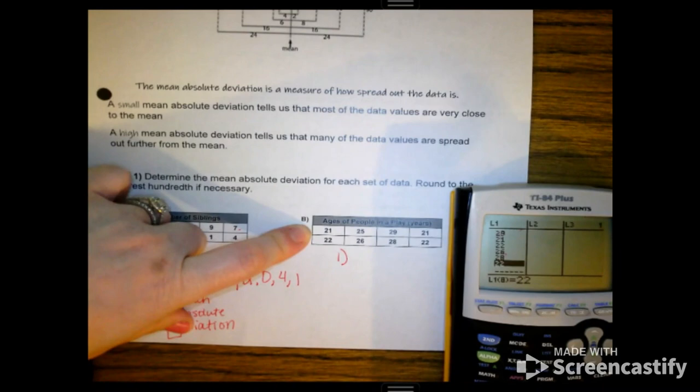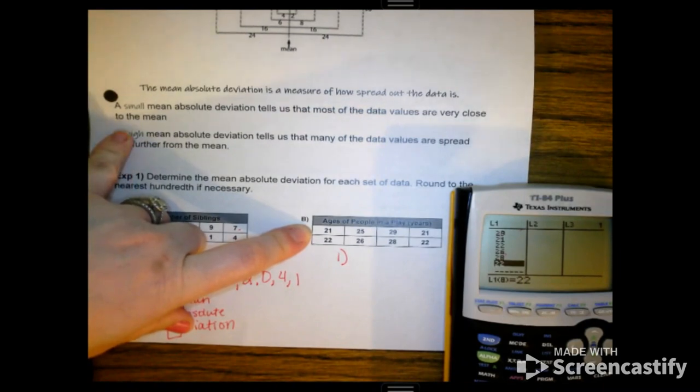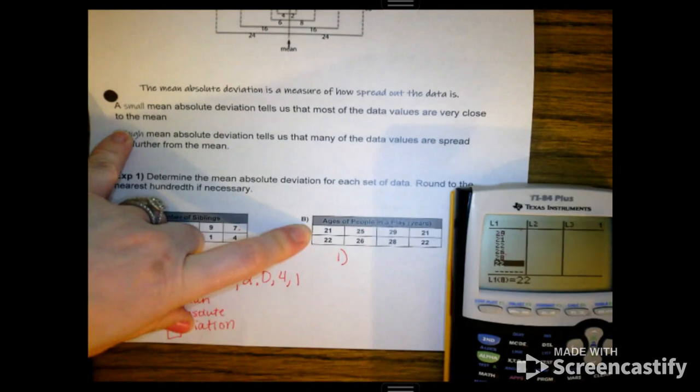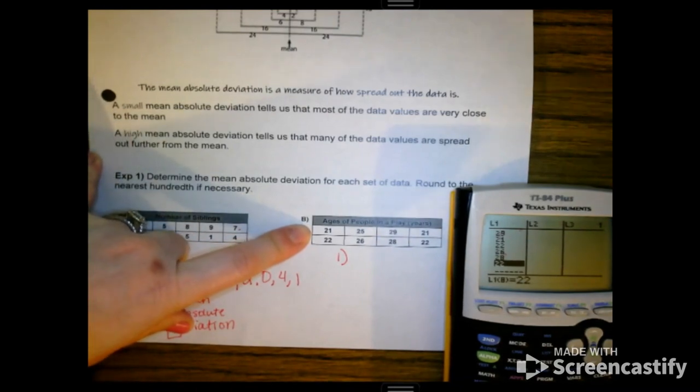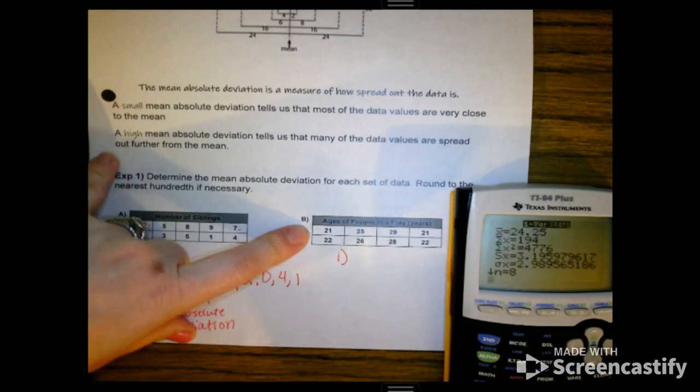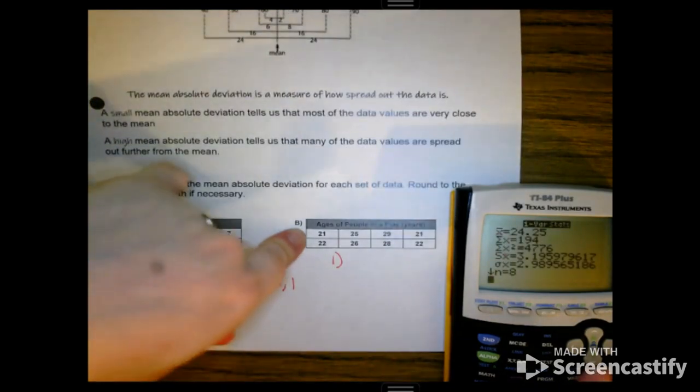Okay, how many values do I have? 8. So I should have an 8 down there, right? If you have 9, then you put one more in there. Are you highlighting the last value? If you're on that blank, it'll say 9. You have to highlight the last value. All right, so I hit stat, calc, enter. 24.25.